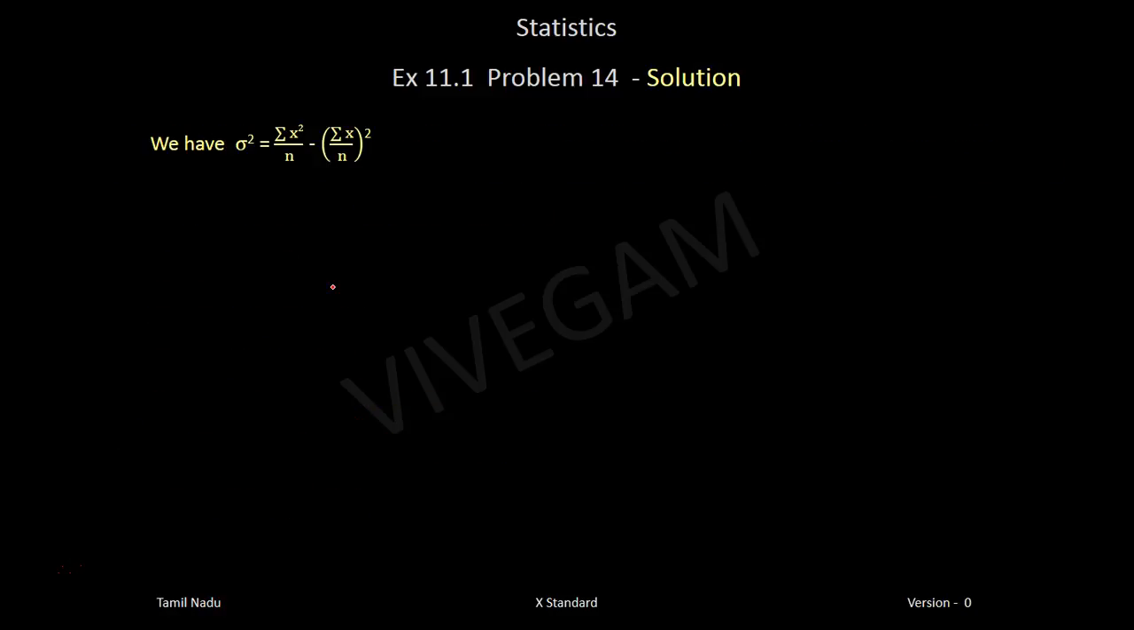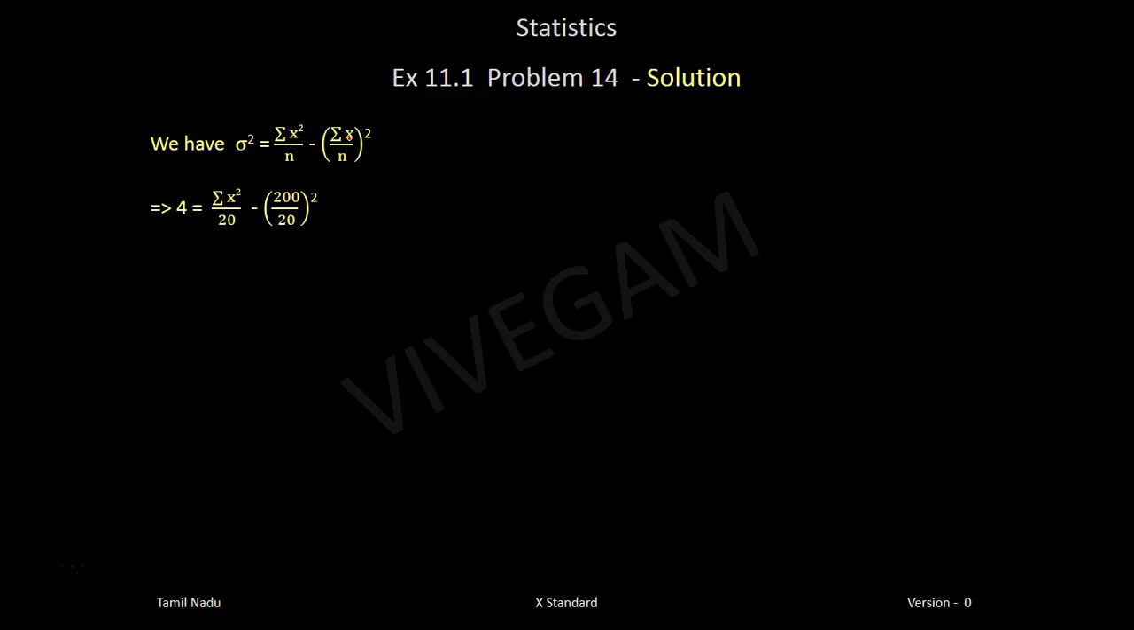Okay, now we go for this sigma. What is the formula? Standard deviation or variance: sigma square is sigma x square by n minus sigma x by n, the whole square. Right? So you substitute this value. Sigma is 2, so you put that, it will become 4. Sigma x square by n is 20.